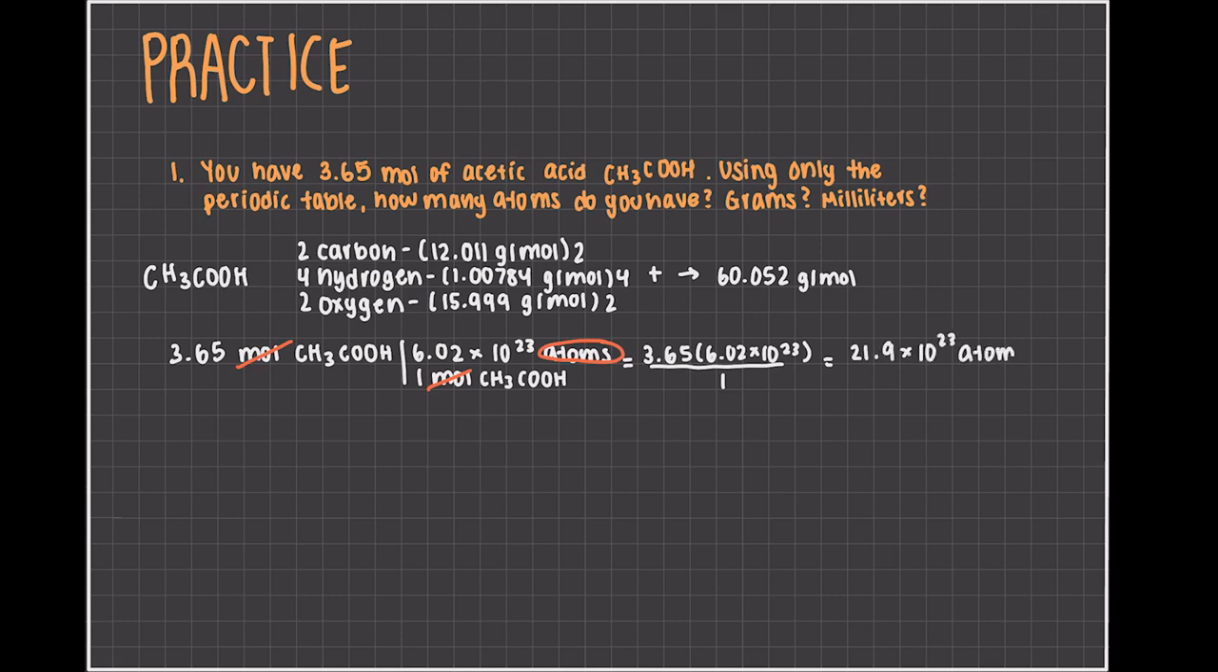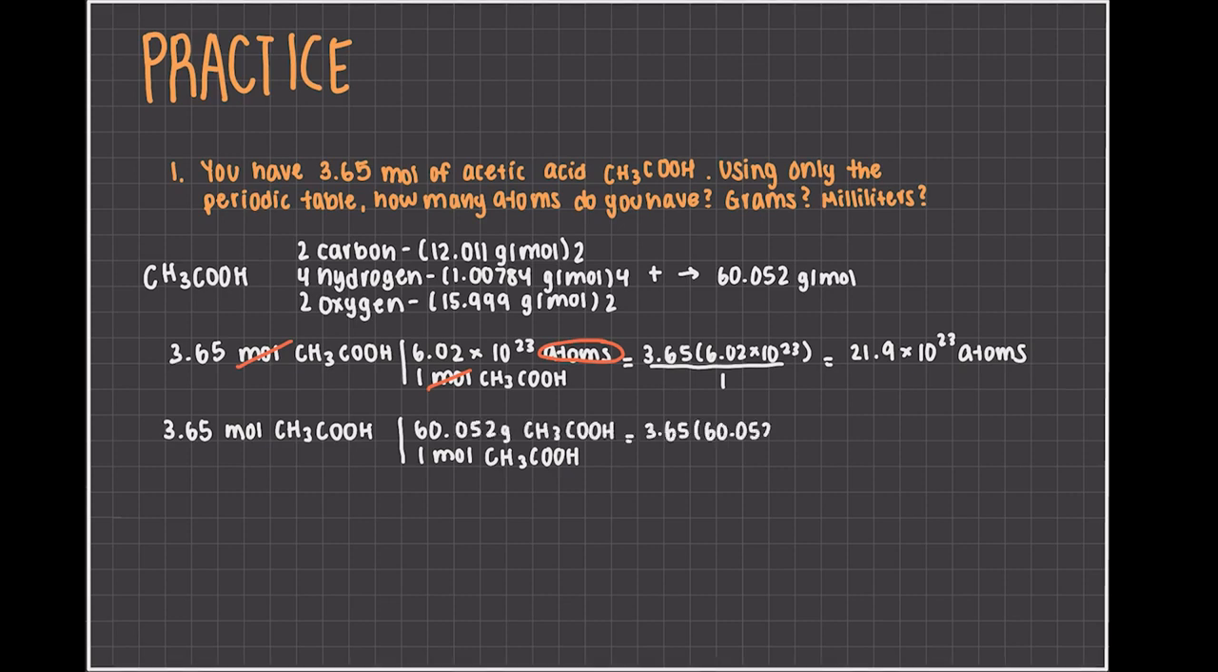Now let's try and get grams. We're still going to start with moles, so we start with 3.65 moles of acetic acid. And we know in order to get from moles to grams, we have to use the molar mass. So we go ahead and put 1 mole of acetic acid on the bottom, and on the top, we're going to put the molar mass that we just calculated, which is 60 grams. Now when you do the math, which is just multiplying 3.65 and 60, we also see that our units cancel out to leave us with 219.1898 grams of acetic acid.